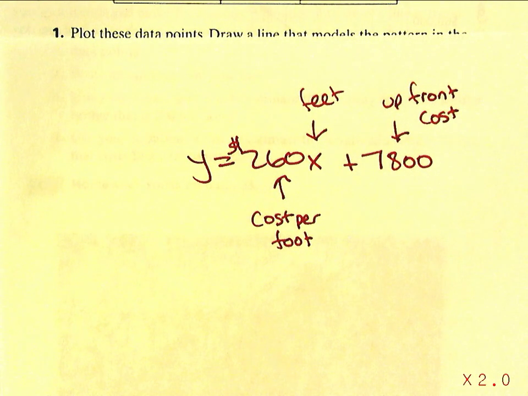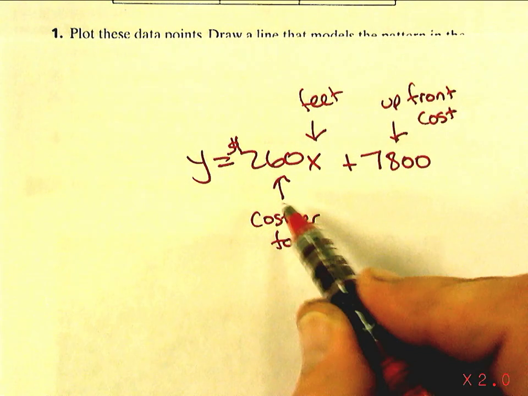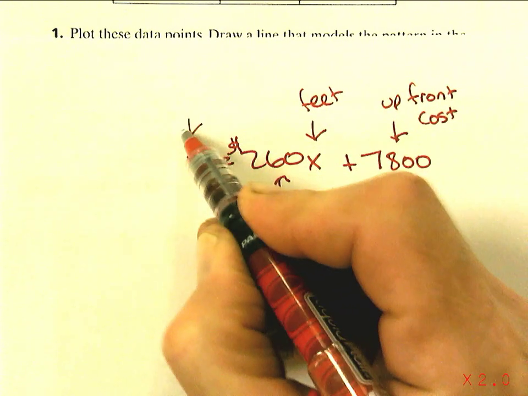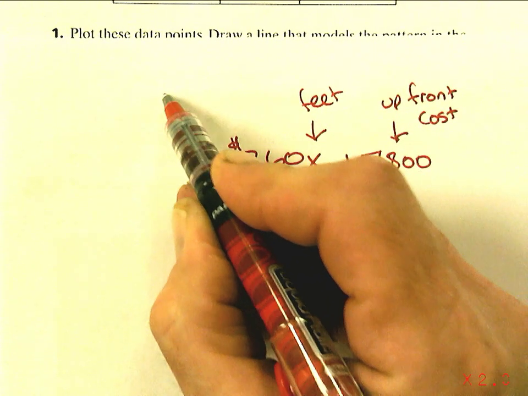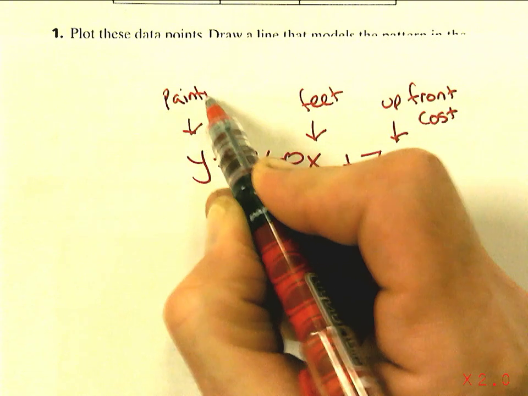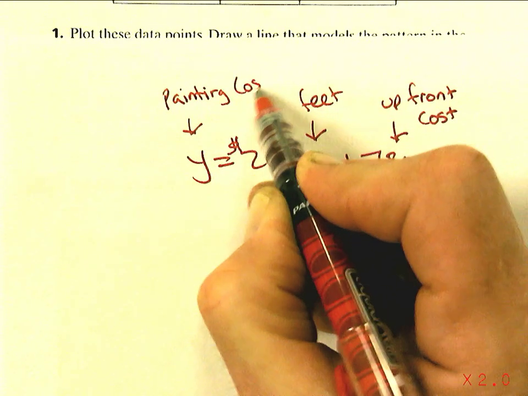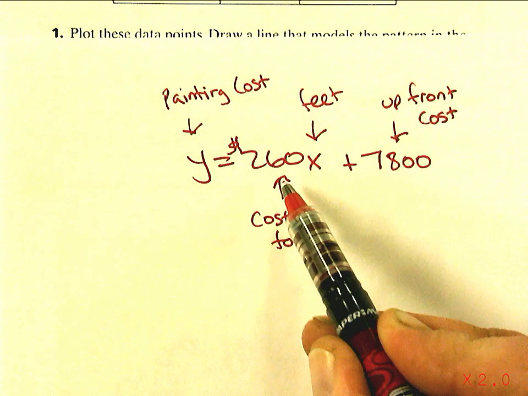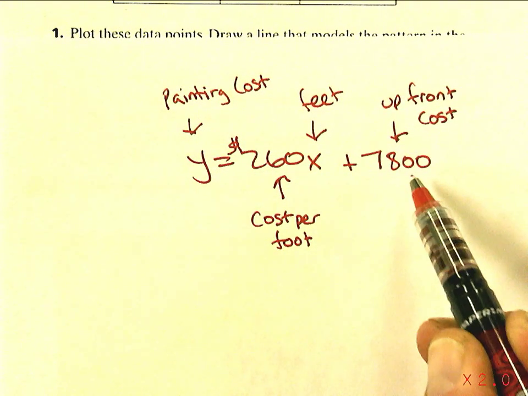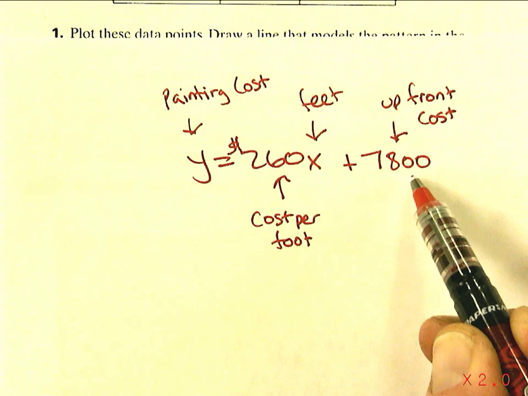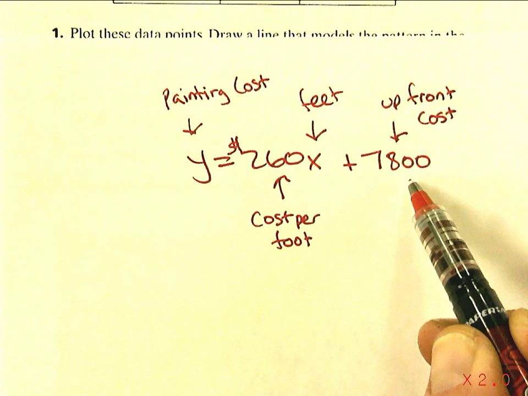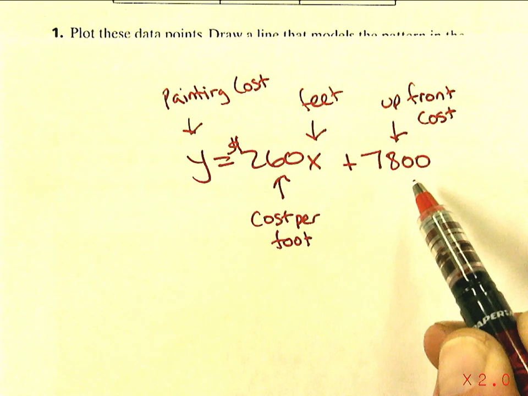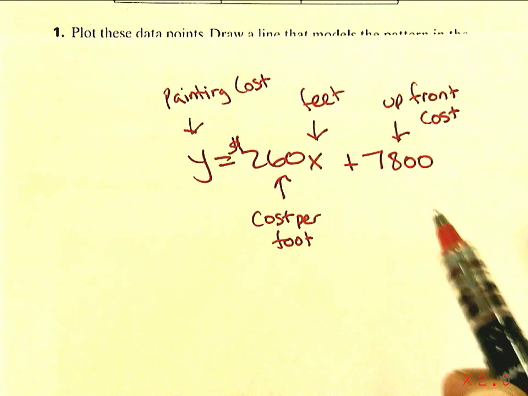So you pay that $7,800 and then you're paying $260 per foot of bridge that you paint, and that gives you your total painting cost for your bridge. So again, all of these different parts have meaning. This is painting cost, this is the cost per foot, this is the number of feet, and then there's this, our y-intercept when we talk about linear equations. It's where you start, or it's a beginning value. So we have $7,800 of upfront cost to paint bridges.